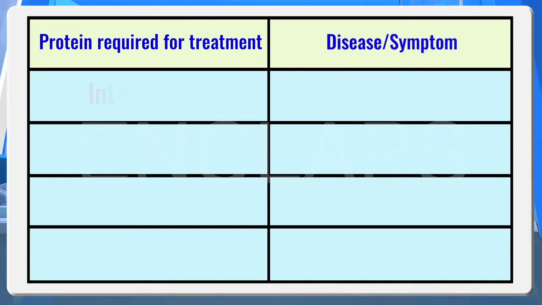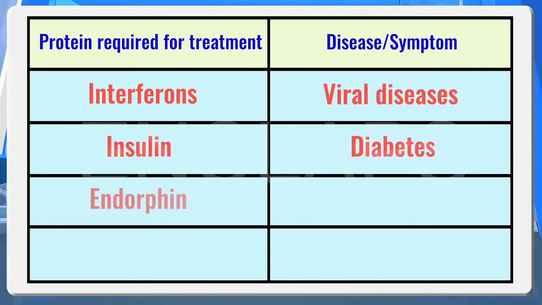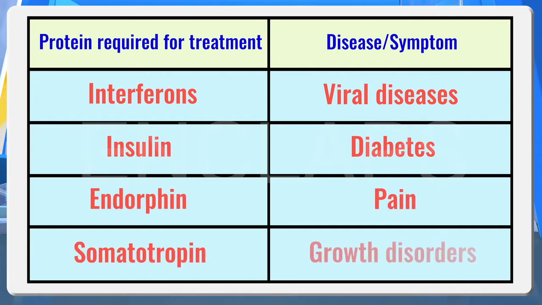Now let's see a video based on a table. Proteins used in treatment, and diseases. Interferons are the proteins required for the treatment of viral diseases. Insulin is used for the treatment of diabetes. Endorphin is a protein required for the symptom pain. Somatotropin is a protein required for growth disorders.